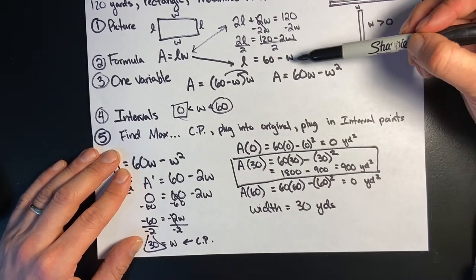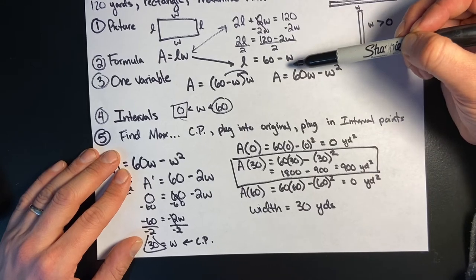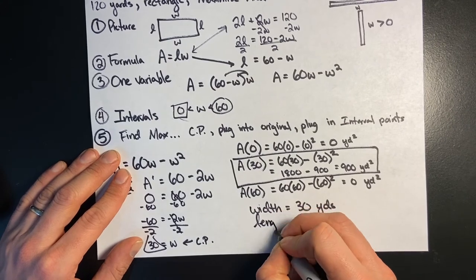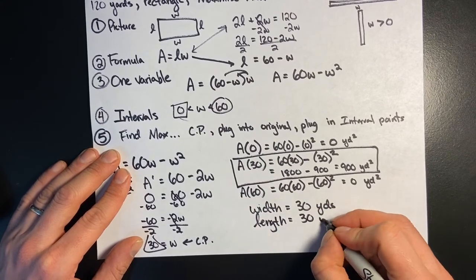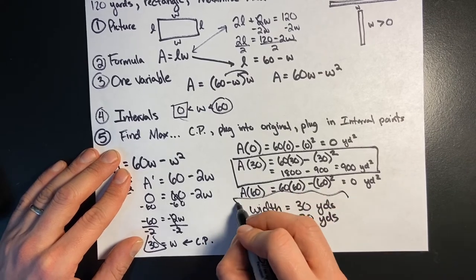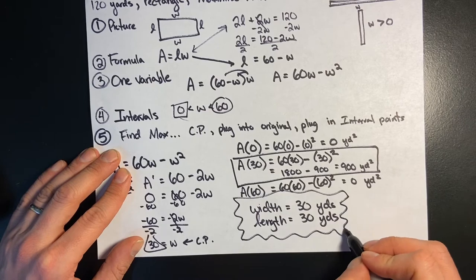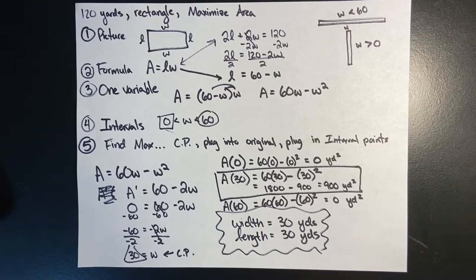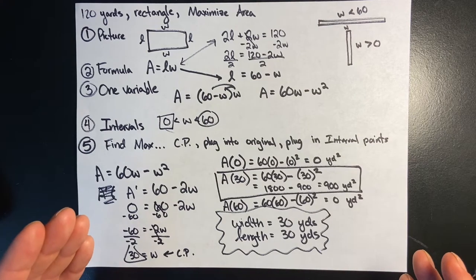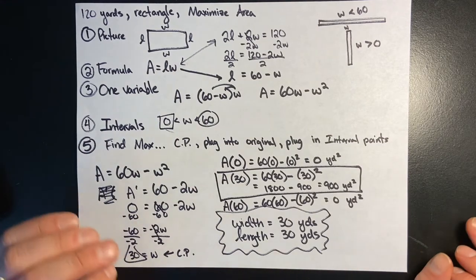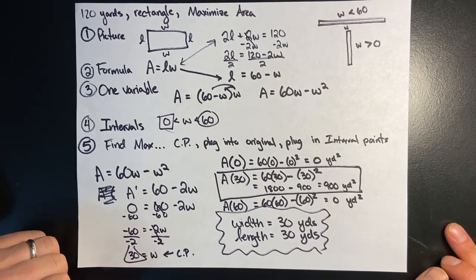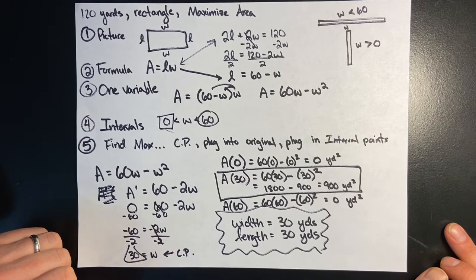Well, up here, I wrote out that the length is 60 minus W, which is 60 minus 30. So the length is also 30 yards. So here's a fun fact. If my question is, take this rectangle where you have all four sides to figure out and maximize the rectangle, it's always going to be a square. If I give you all four sides of a rectangle and ask you to maximize it, it's always going to be a square. Now, what if I don't give you all sides of the rectangle? Well, I guess we'll find out next.